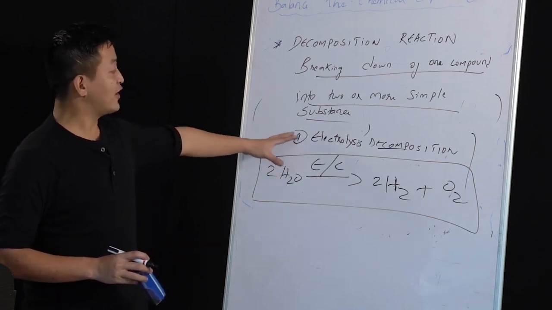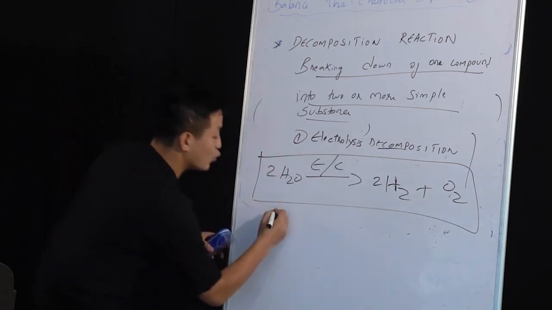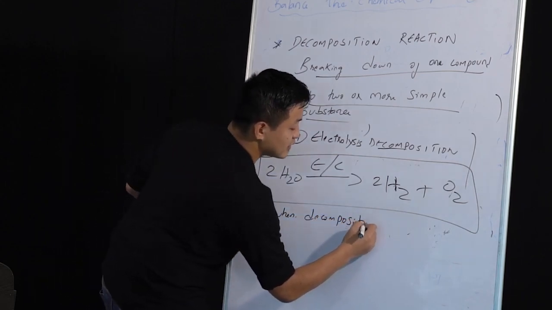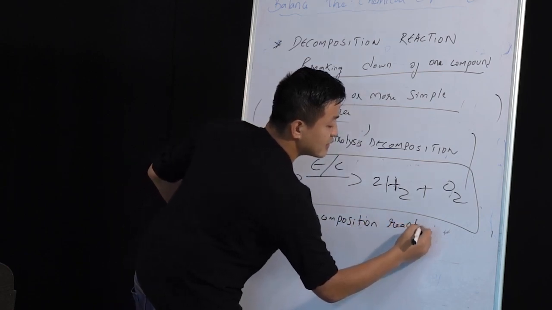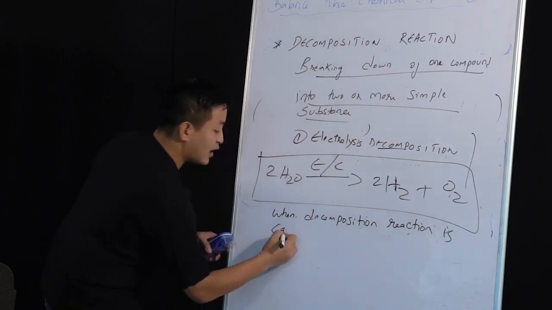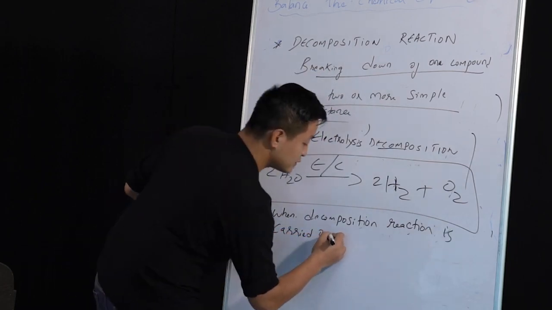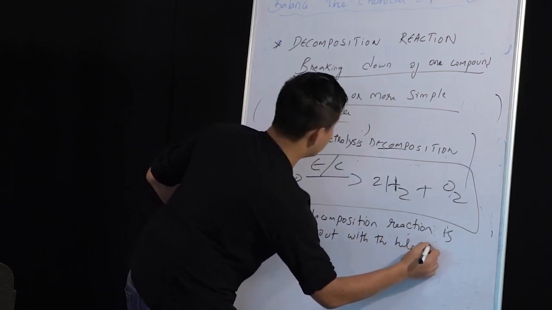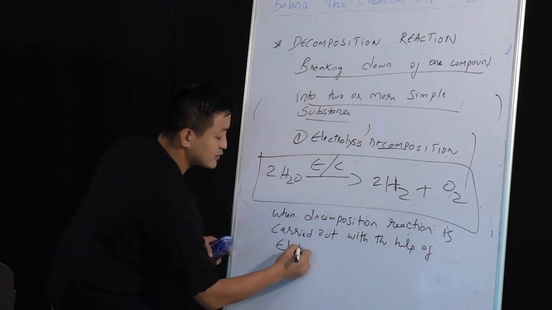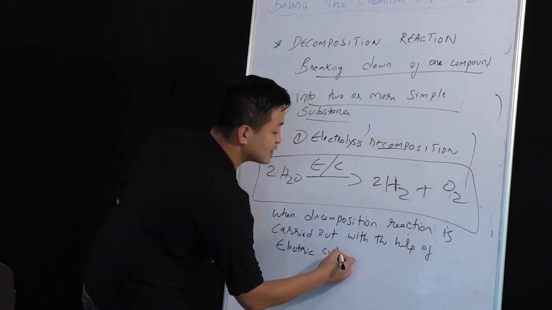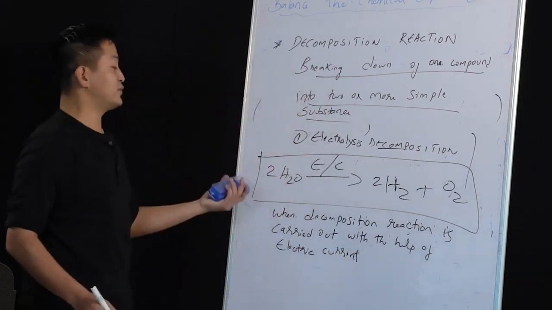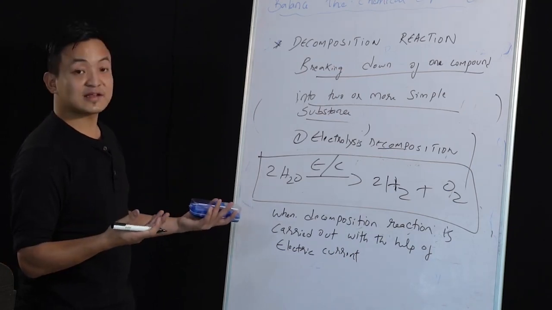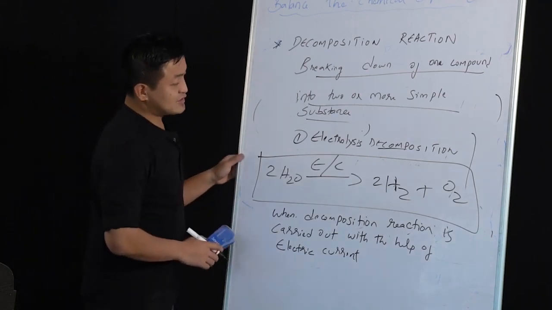And for this, the definition would be the same thing: when decomposition reaction is carried out with the help of electric current. An example, you can give water breaking down with the help of passing electric current. Example, electric kettle. Clear at home? Please note this one down.